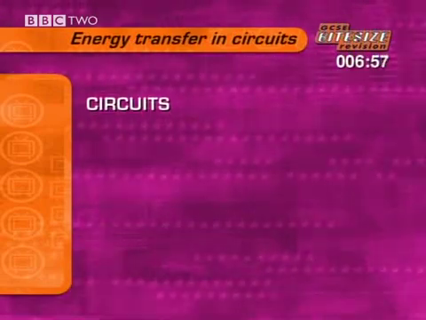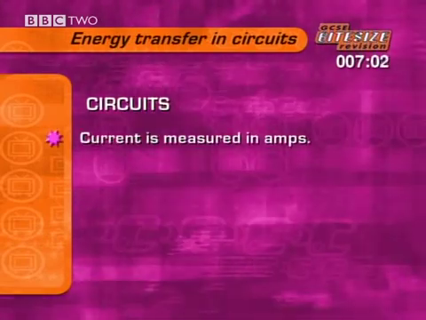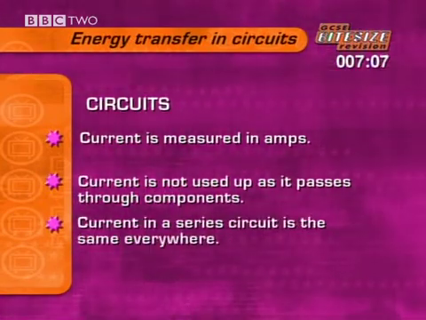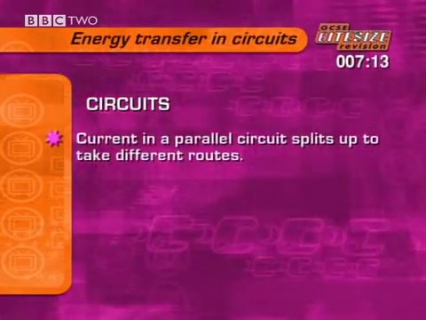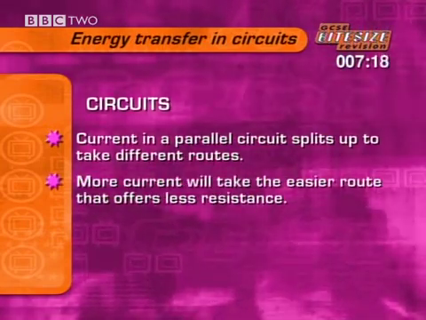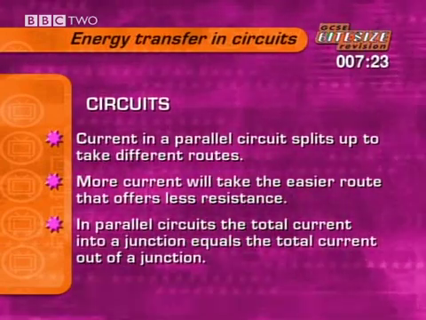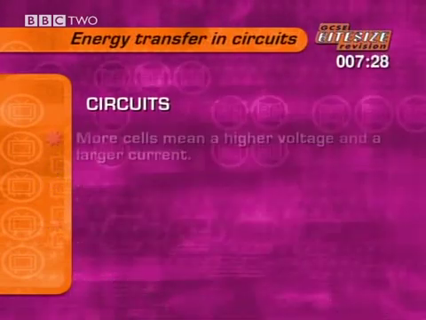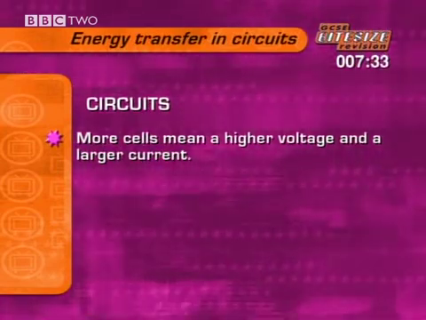So, to summarise energy transfer in circuits. Current is measured in amps, and it's not used up as it passes through components. The current in a series circuit is the same everywhere. The current in a parallel circuit splits up to take different routes. More current takes the easier route, that offers less resistance. In parallel circuits, the total current into any junction equals the total current out of the same junction. More cells in a circuit mean a higher voltage and so a larger current.